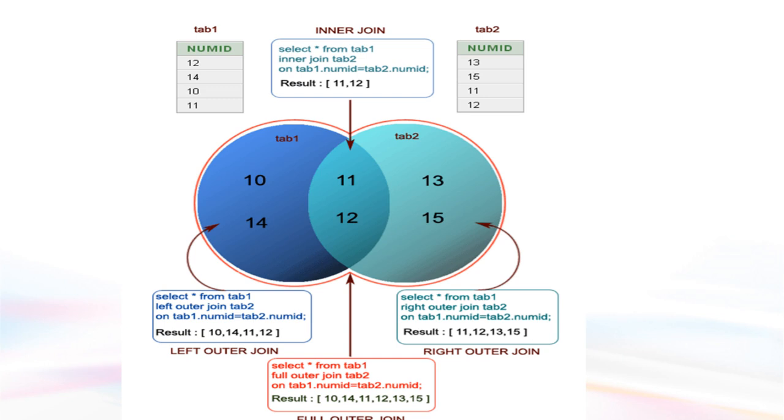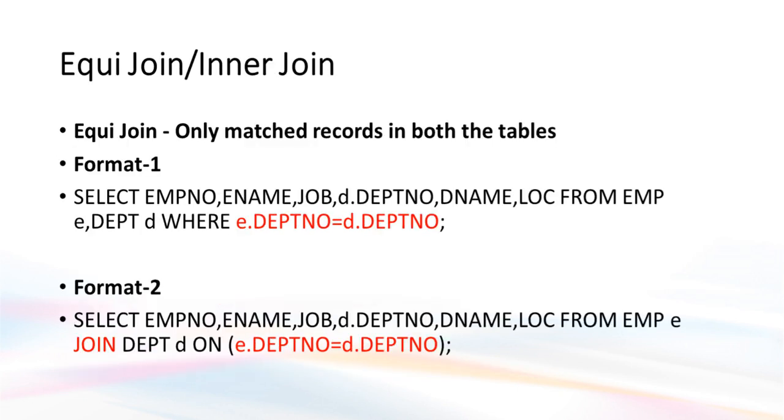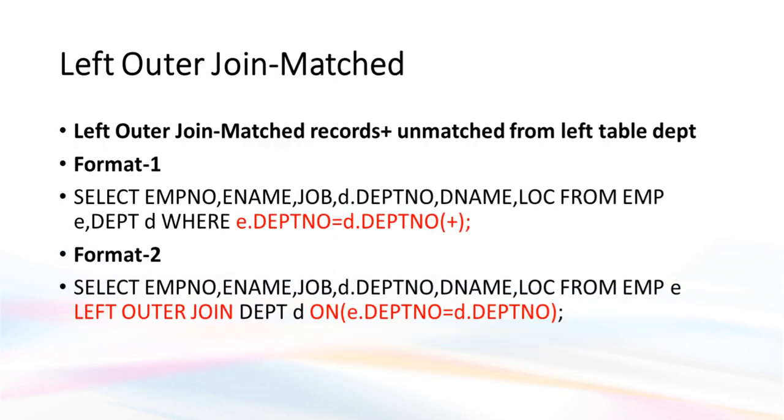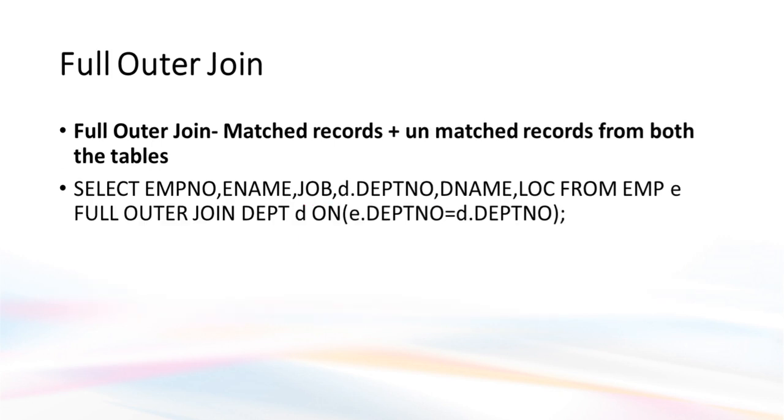And self join is different. Suppose you have one table, and you want to join that table with the same table, then we need to go for the self join. Let us see those joins. Self join: joining the table with the same table.